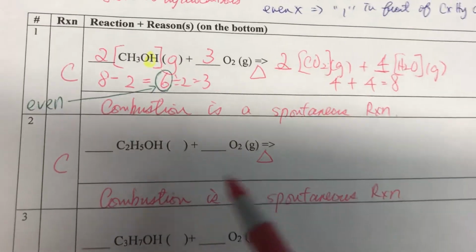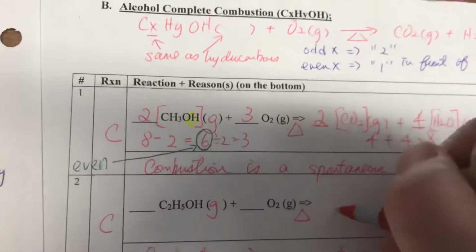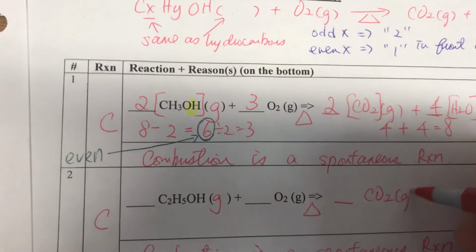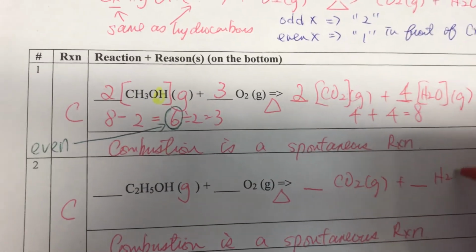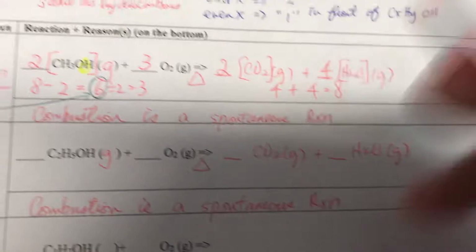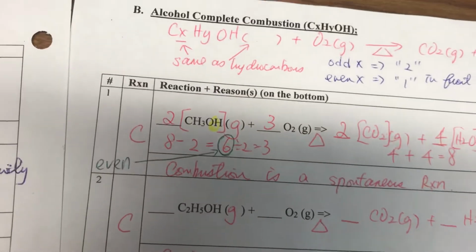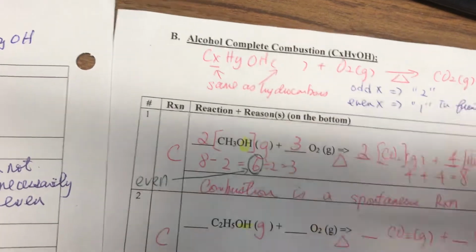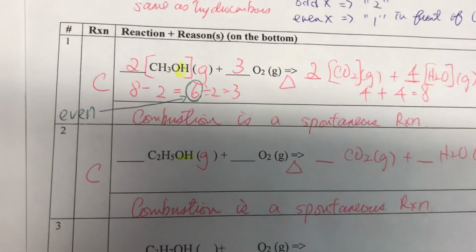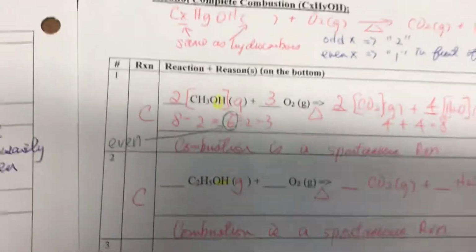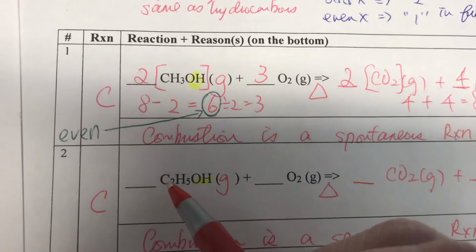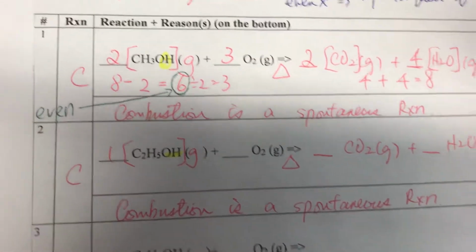Now let's try the second one. C2H5OH, so I get the triangle, and this should be gas. And then I also form CO2 gas plus H2O gas. Now because this is OH, right, this is alcohol, this is not like a regular hydrocarbon, so we have to do a little bit different. This is an even number, so it's an even number with OH. That means we have to put the 1 in front. I'm going to have to put bracket because it's easier for me to include everything.